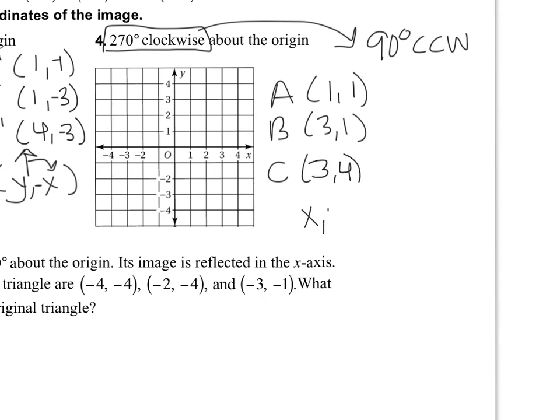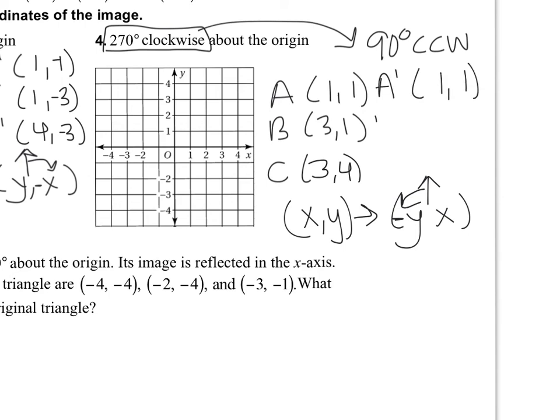When we rotate counterclockwise, Y and X change spots. And remember, if this is our clock hand, counterclockwise goes that way and points to the one that goes negative. So A prime, switch your spots first. B prime, it goes 1, 3. C prime goes 4, 3. And the first ordered pair is the one that gets a change in sign.